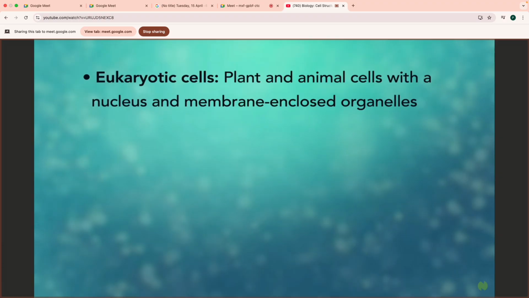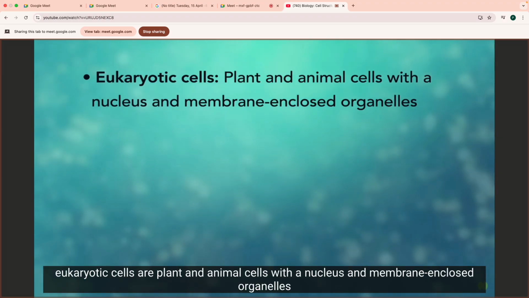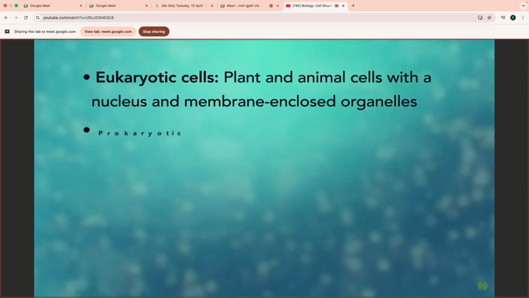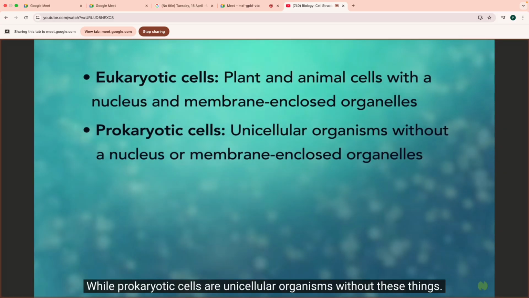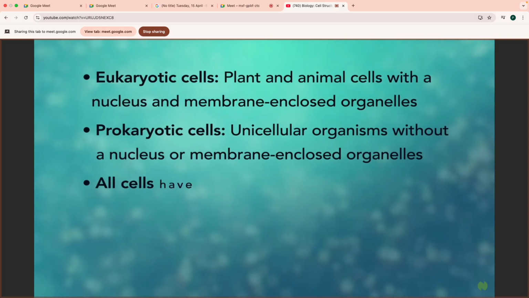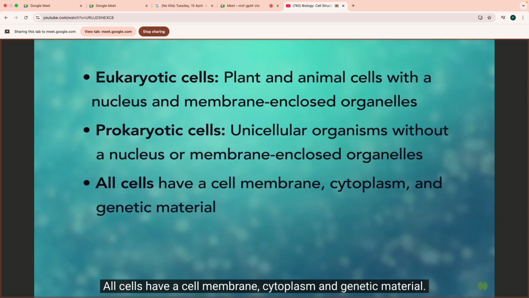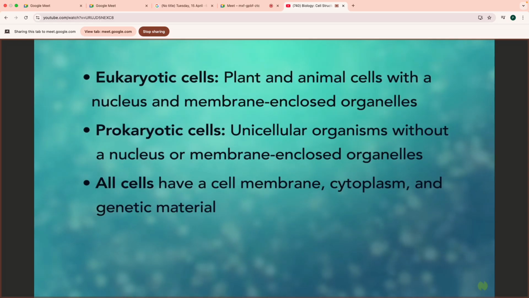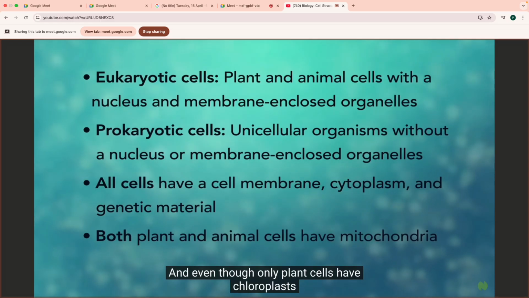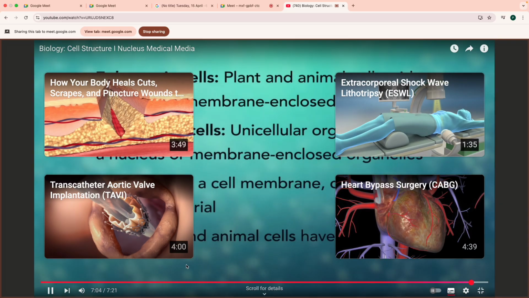In summary, remember, eukaryotic cells are plant and animal cells with a nucleus and membrane-enclosed organelles, while prokaryotic cells are unicellular organisms without these things. All cells have a cell membrane, cytoplasm, and genetic material. And even though only plant cells have chloroplast, both plant and animal cells have mitochondria.